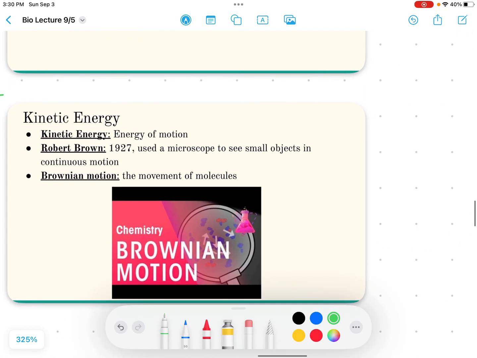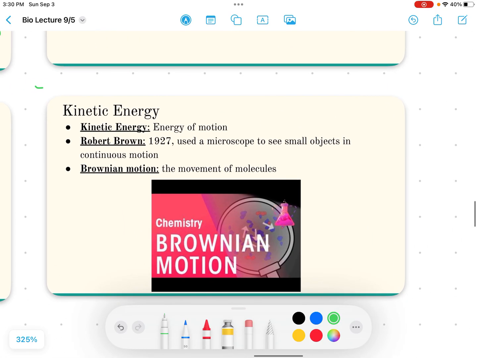We also use a lot of kinetic energy. So kinetic energy is the energy of motion. So anytime you are moving, it is considered using kinetic energy. So Robert Brown in 1927 used a microscope to see small objects in continuous motion. So we were actually able to see things moving and swimming around using their kinetic energy all the time while observing the pond water. So he came up with this idea called Brownian motion, which is the movement of molecules.